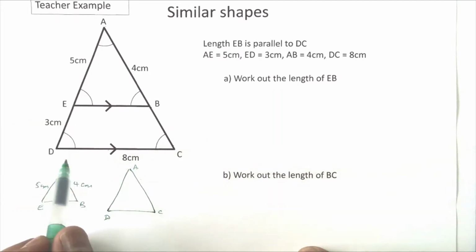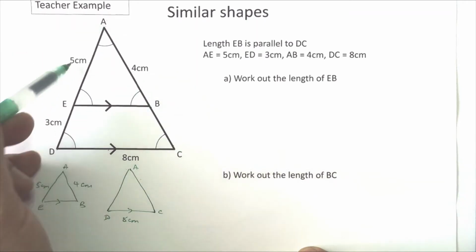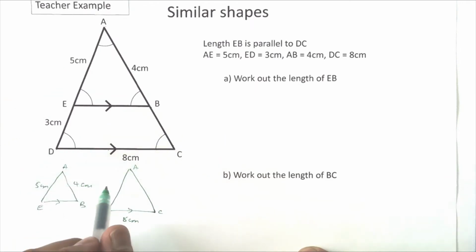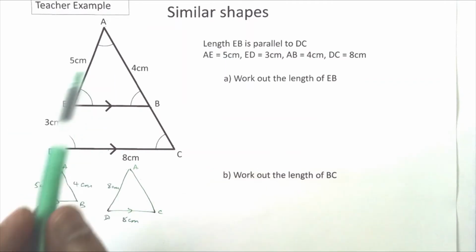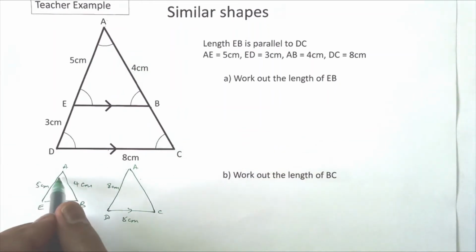And here, first part, DC is equal to 8 centimeters. But A to D is equal to 5 plus 3 because it's both lengths added together. So therefore, that will be 8 centimeters. Now, the key part to understand about these types of questions is that first angle is common in both. So that will be the same for both.